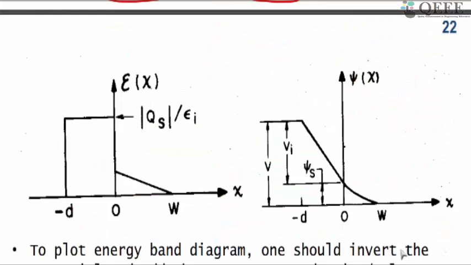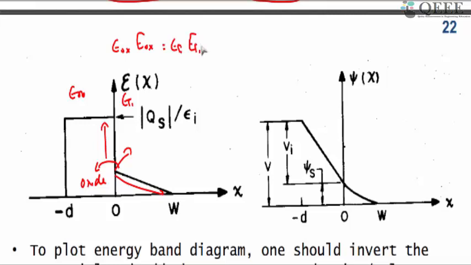Let's try to plot. The field is maximum here. Then the field reduces and becomes 0 at the depletion width, because this is a quasi-neutral region. But if you move from semiconductor to oxide, there is a jump here. This jump is caused by epsilon ox here and epsilon silicon here. The field should be equal to epsilon Si times ESi.